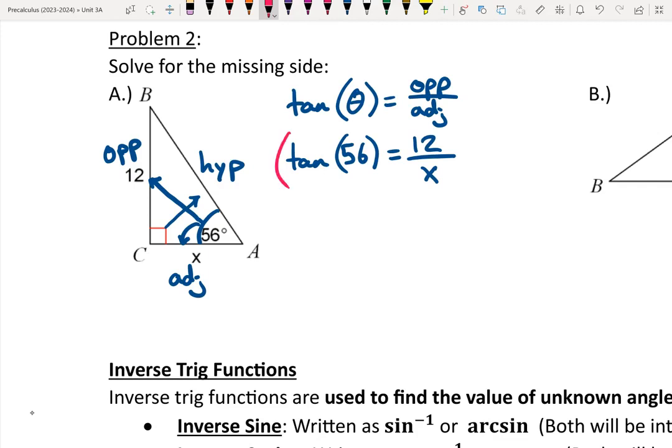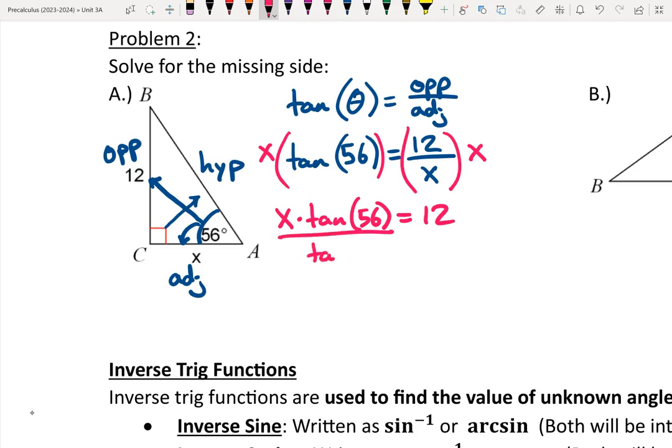Okay, so we want to multiply both sides, but I wouldn't say 12. What is that? x, because it's the one in the denominator. If I multiply by x, that would give me x times tangent of 56 equals 12. So we're wanting to solve for x, so what can I do now? Divide by tangent of 56.